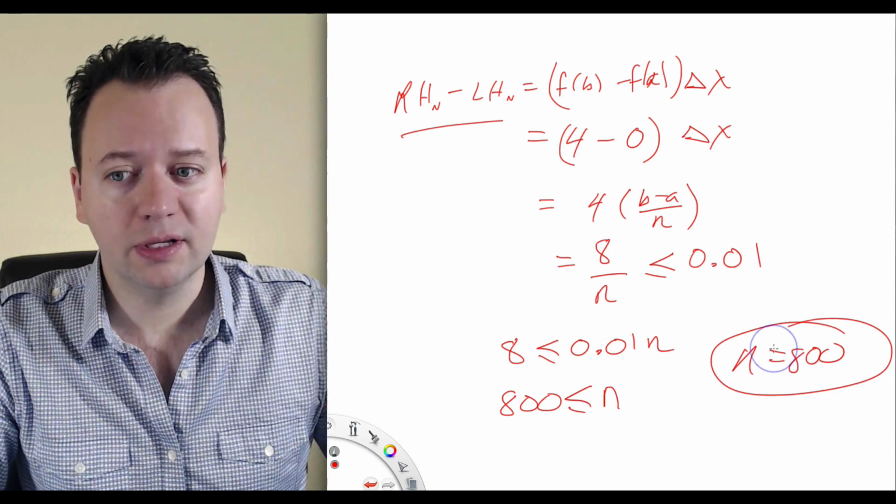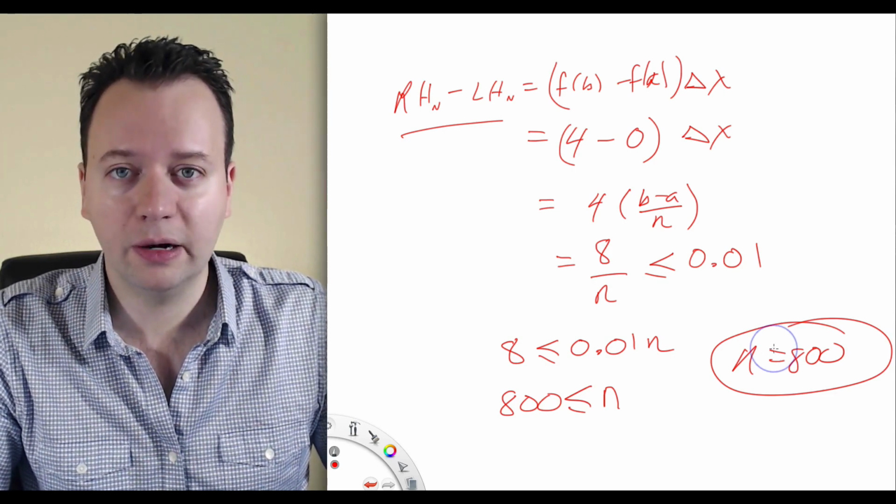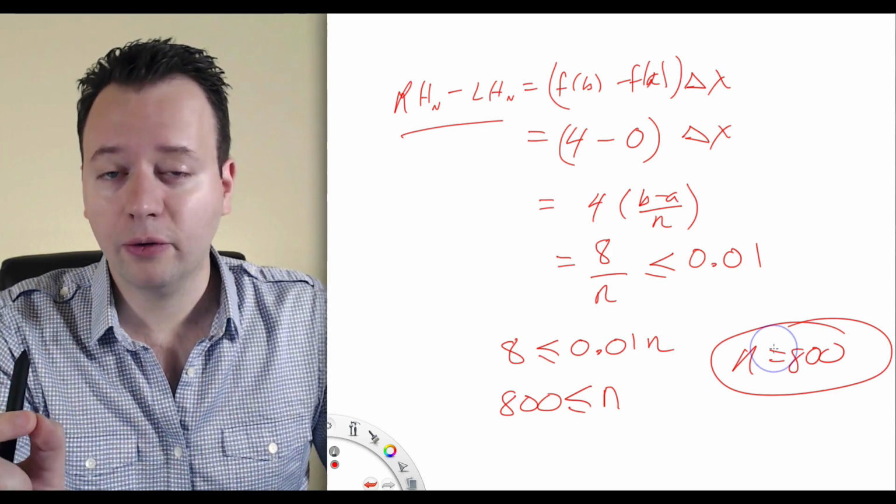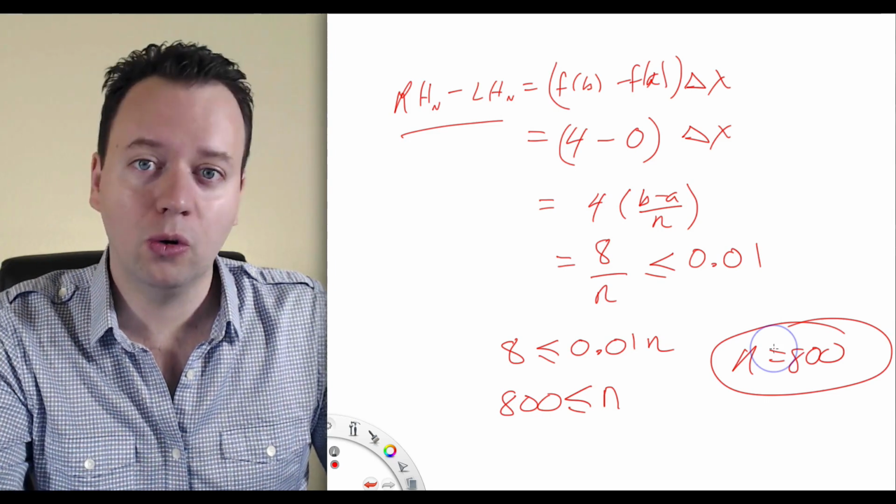So that's how we can use this difference formula between the left hand and the right hand Riemann sum to hone in on the accuracy when we have an increasing function or a decreasing function.